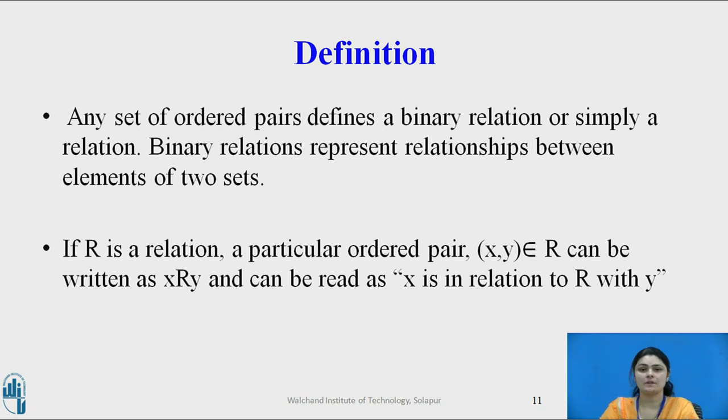Now, coming to the traditional definition of a relation: any set of ordered pairs defines a binary relation, or simply a relation. Binary relations represent a relationship between elements of two sets. Now, consider an example of a relation: a particular ordered pair (x, y) belongs to a set A and it belongs to a particular relation.